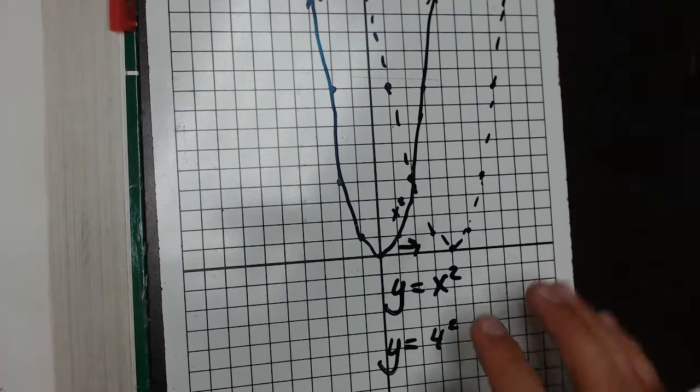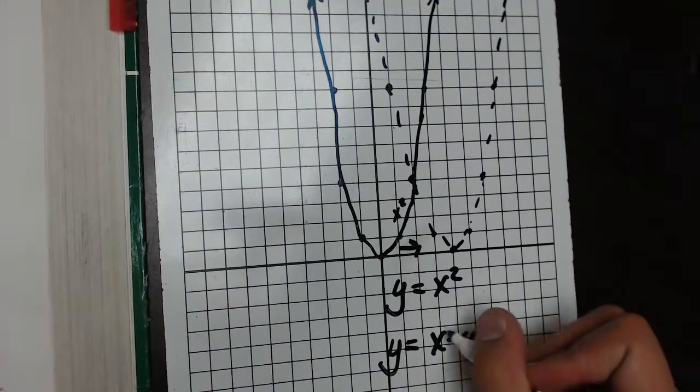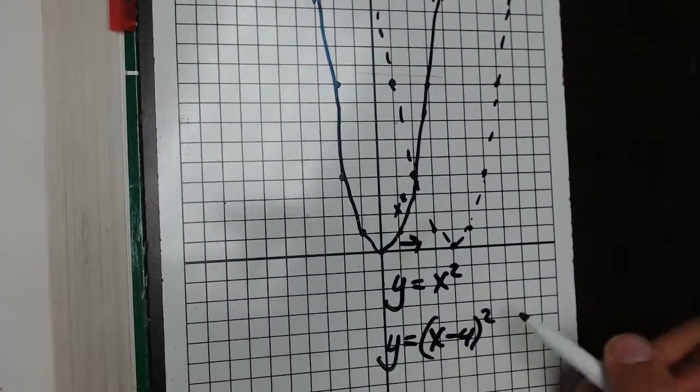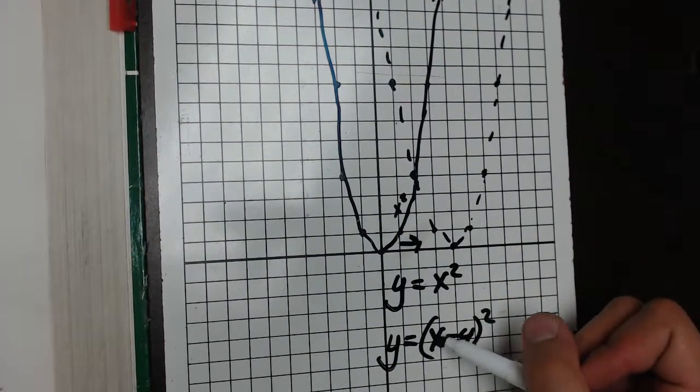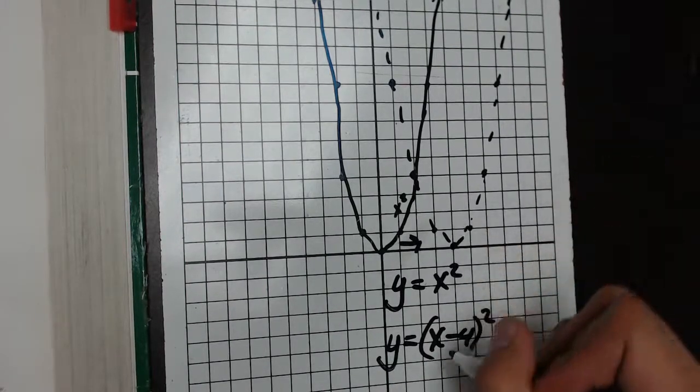Well, what if I had x minus 4, right? What if I put x minus 4, and then I squared that, right? So this way, when I plug this in, if I were to plug 4 into here, 4 minus 4 would be 0, 0 squared would be y. All right, so that's exactly how this works.